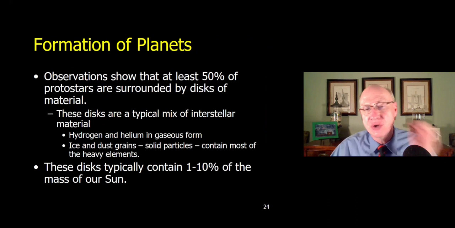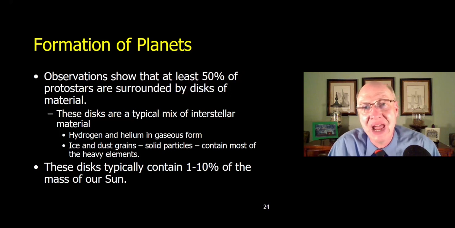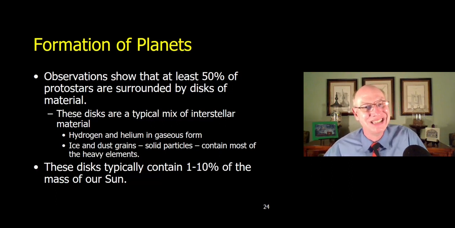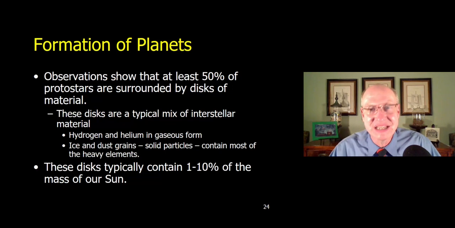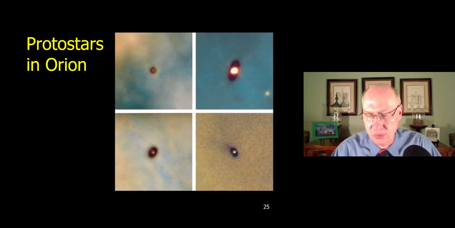So as I mentioned, these disks are a mix of typical interstellar material. There's lots of hydrogen and helium in gaseous form. There are little tiny grains of ice and little tiny grains of dust or rock, solid particles. And those solid particles contain most of the heavy elements, things like iron and nickel and silicon. The ice is mostly water ice, hydrogen and oxygen, but also some methane ice, frozen carbon dioxide, frozen carbon monoxide, frozen ammonia, other ices in addition to water ice. And the disk typically contains between 1 to 10% the mass of our sun, and that is more than enough material to form the planets that we see in our solar system.